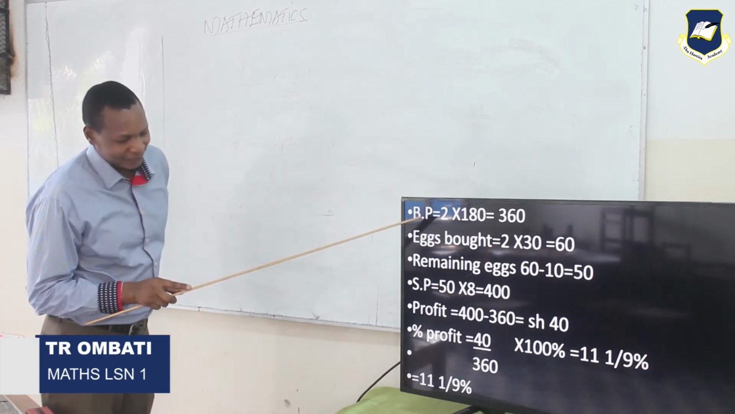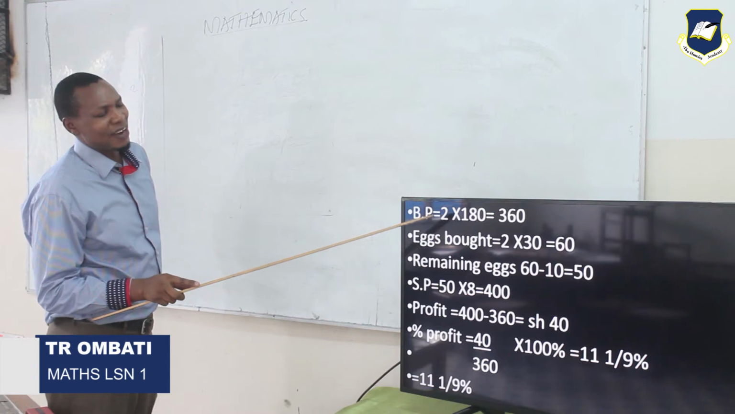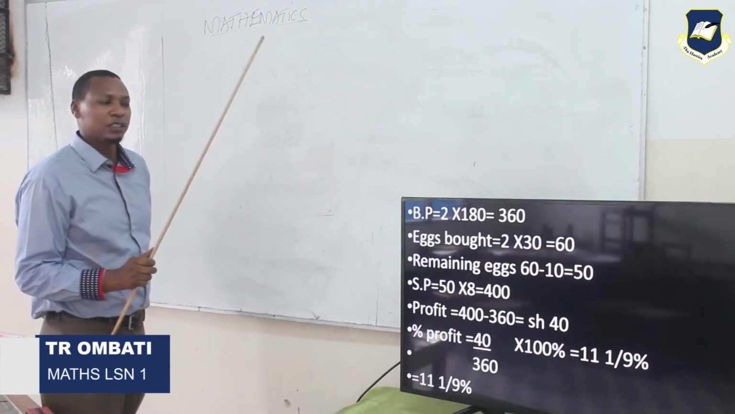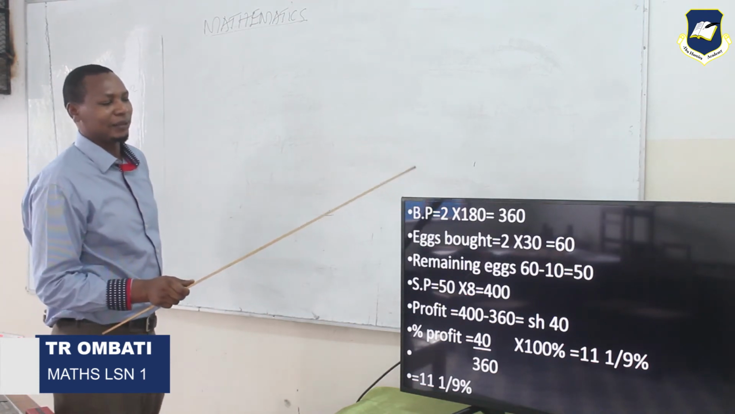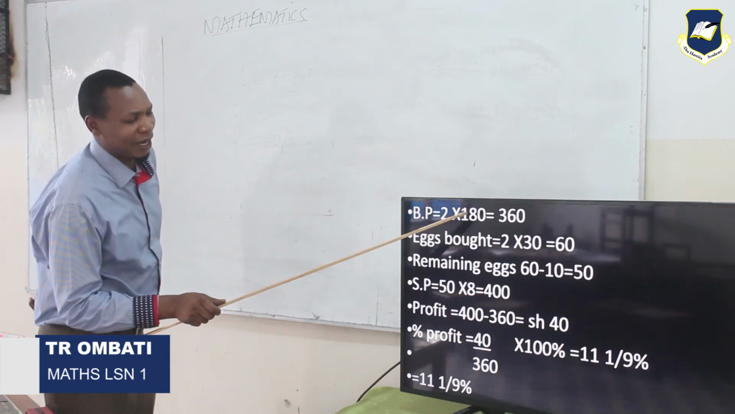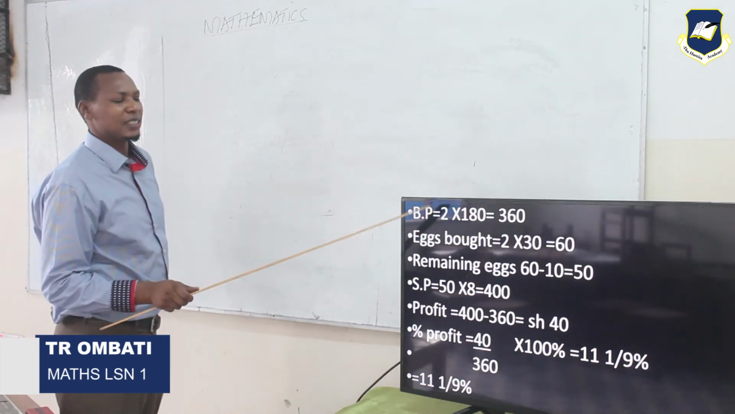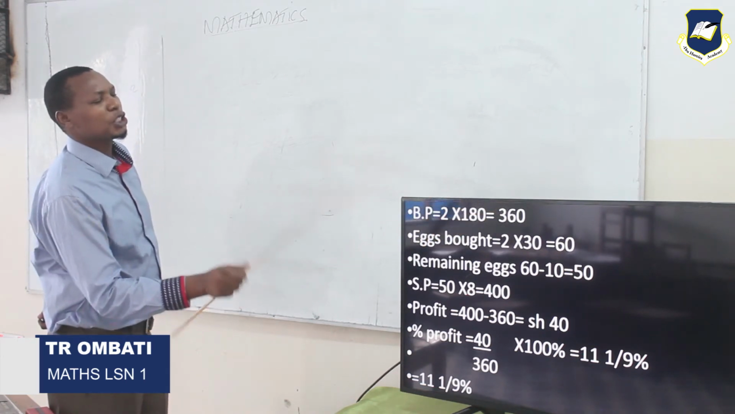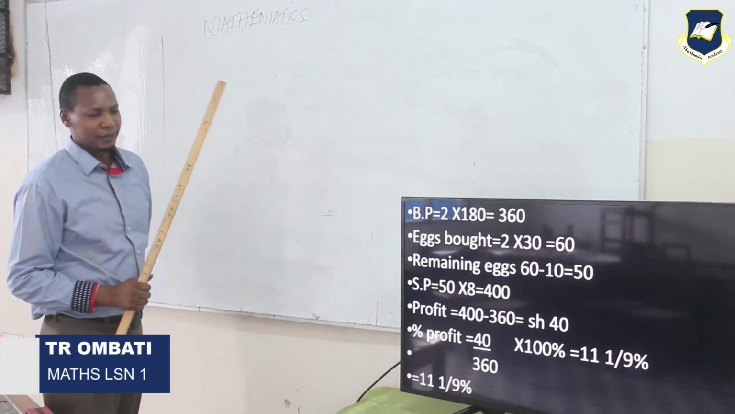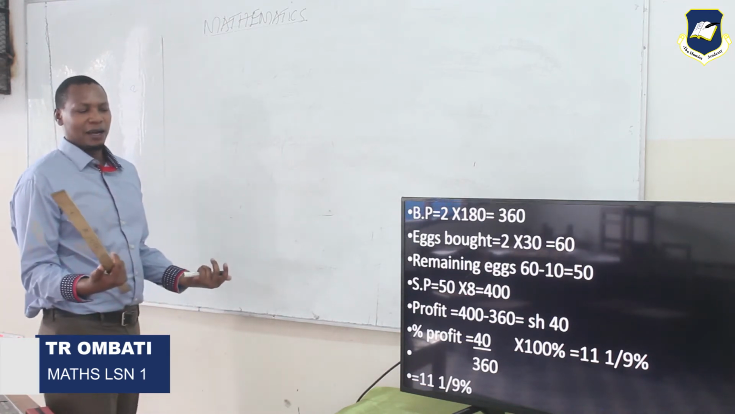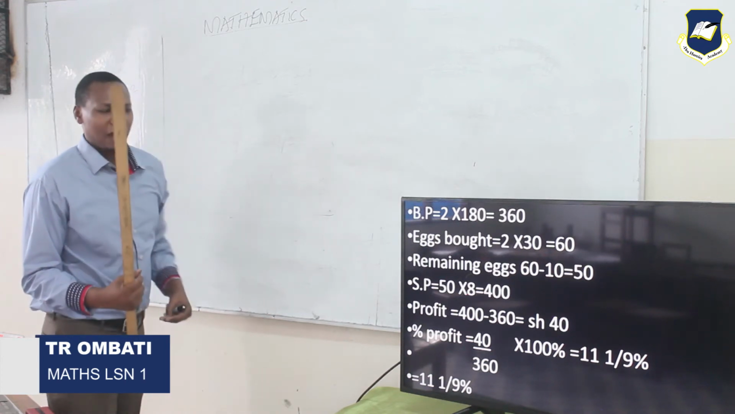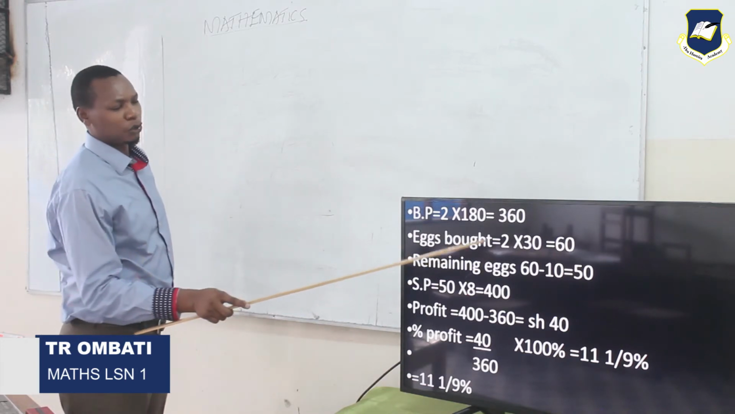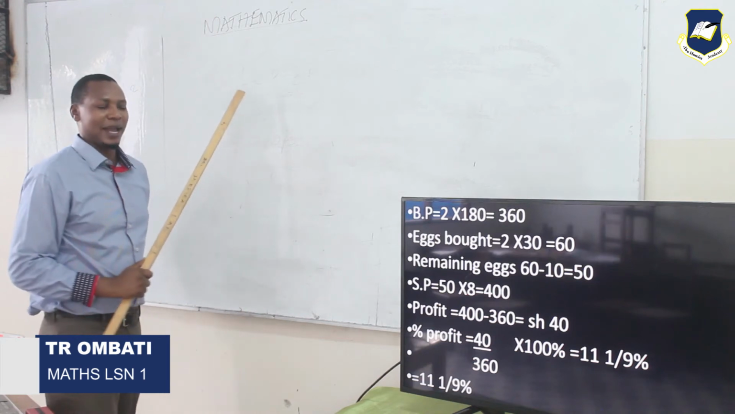So we have our buying price here. We have 2 trays, so 2 multiplied by 180, because a tray was costing 180. She bought 2 trays, so our buying price is 2 multiplied by 180, which gives us 360 shillings. Then, how many eggs were there? How many trays? 2 trays. How many eggs does 1 tray hold? 30 eggs. So the number of eggs bought, 2 times 30, is 60 eggs.